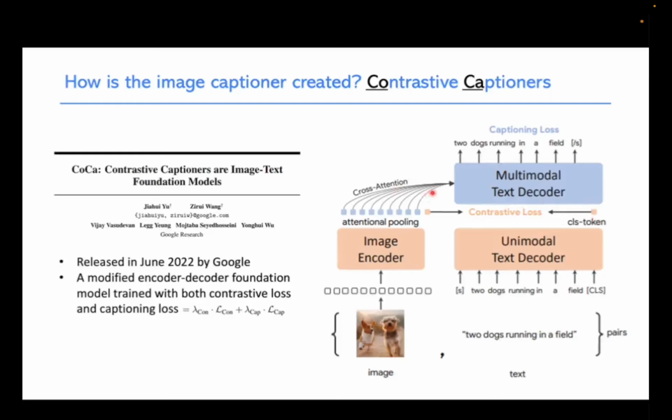Yes. Can I ask a question? I just want to understand, what are the differences between these tokens and the CLIP embeddings? Are they similar?